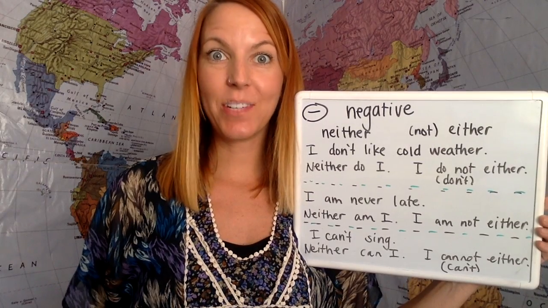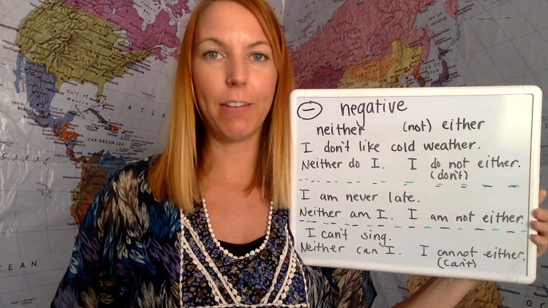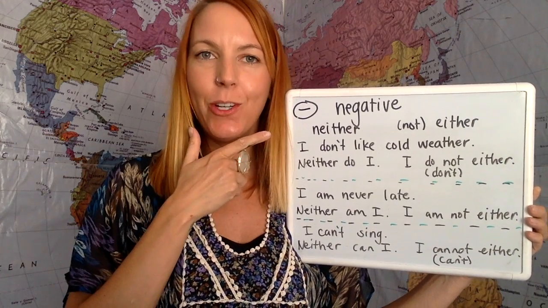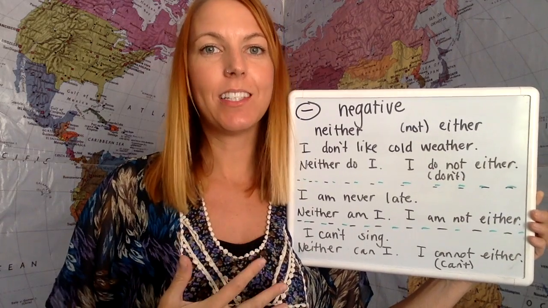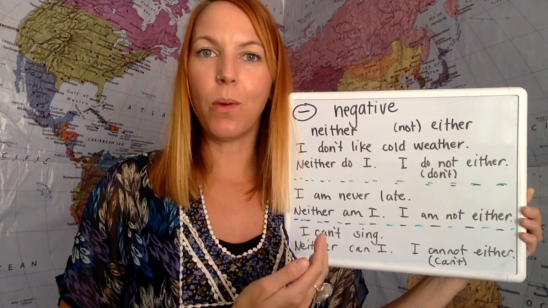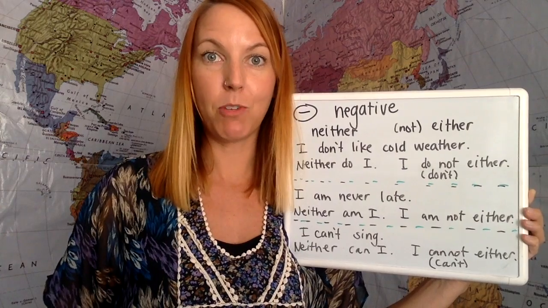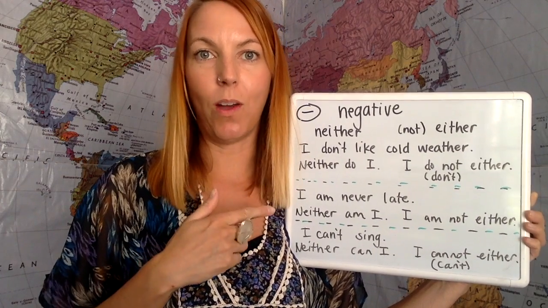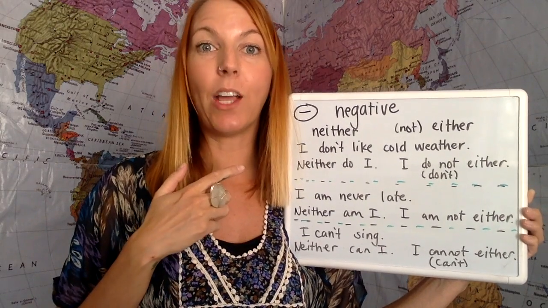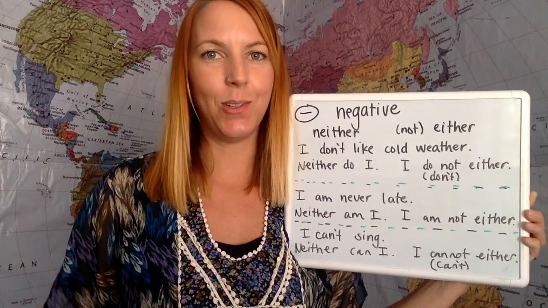All right, next we're going to look at negative sentences. Remember, negative sentences have negative words. Not, never, no, etc. We're going to use neither and not either. As you can see, these same differences apply in these two words. Neither is always going to go in the beginning, force inversion, which means the verb comes before the subject, and not either is going to go at the end. Subject, verb, not either. In the example, I don't like cold weather, you can say neither do I or I do not either. I don't either.